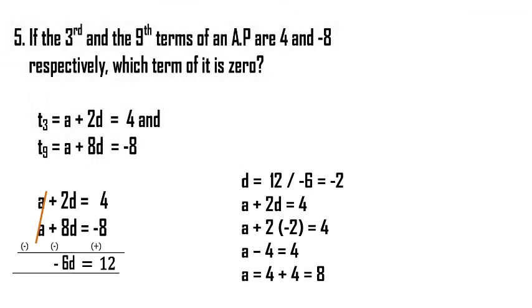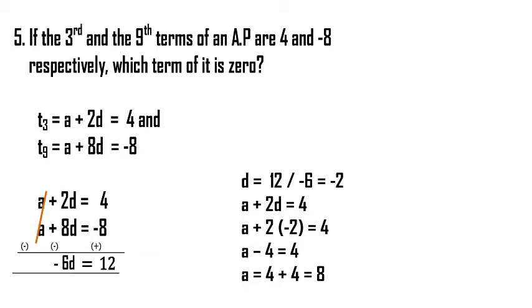Question number 5. If the third and the ninth terms of an AP are 4 and minus 8 respectively, which term of it is 0? This problem is also the same type. Which term of it is 0 means the Tn value is 0. By considering the Tn value as 0, we have to find out the value of n.